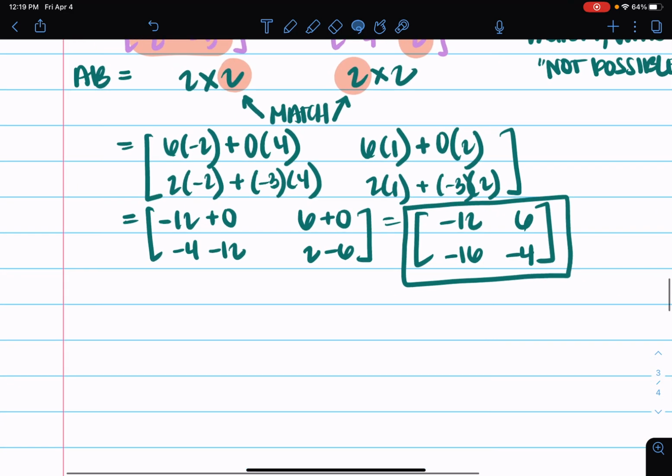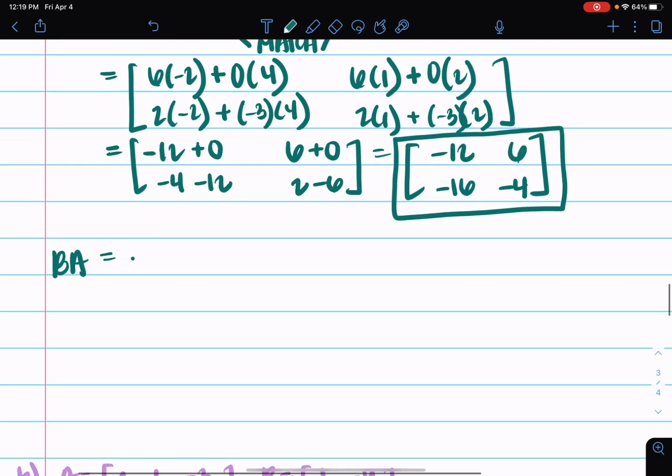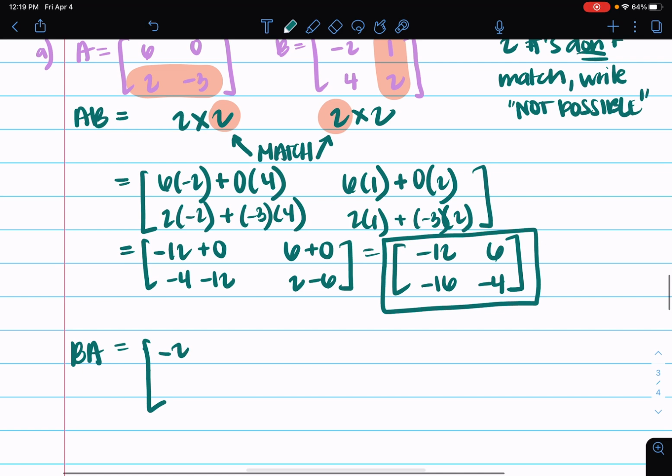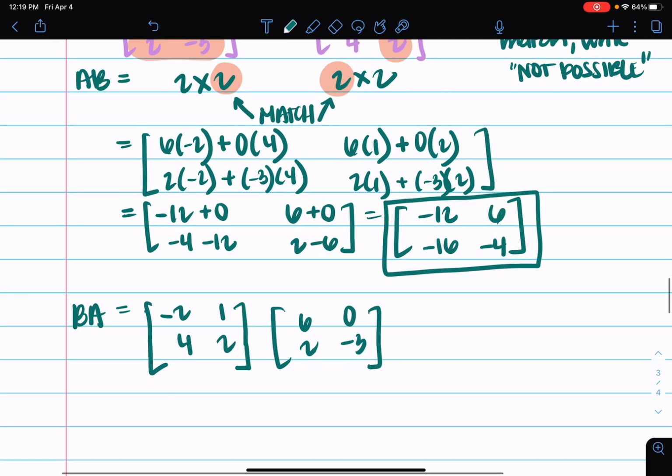Now let's go ahead and do BA. Looking at B, I'm just going to rewrite it. It's negative 2, 4, 1, and then 2. And then we have A, which is 6, 2, 0, negative 3. Now we have to do the same thing. First we have to make sure the numbers in the middle match. We have a 2 by 2 and a 2 by 2. These numbers match, so that means we can multiply.